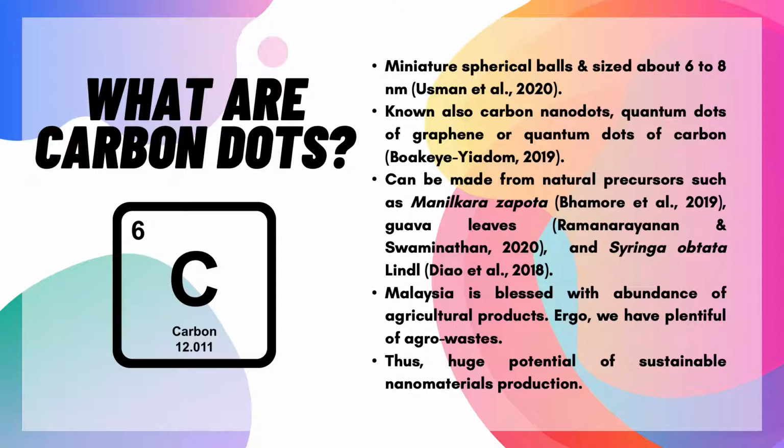So why I did this is because since they are using natural precursors and Malaysia is abundant of this, I think that Malaysia has a very good potential for nanomaterials. So therefore, Malaysia is blessed with abundance of agricultural products. Ergo, we have plentiful of agro waste. So thus, we have a huge potential of sustainable nanomaterials production.